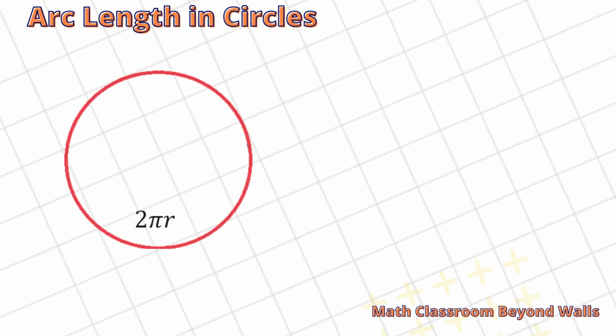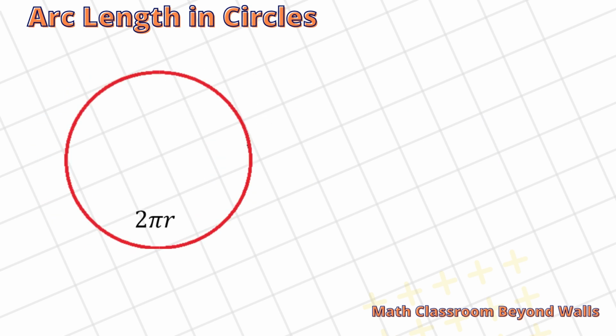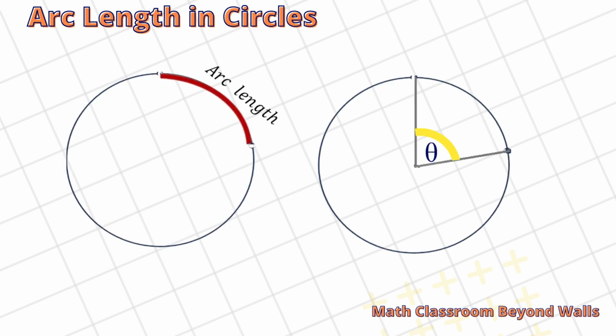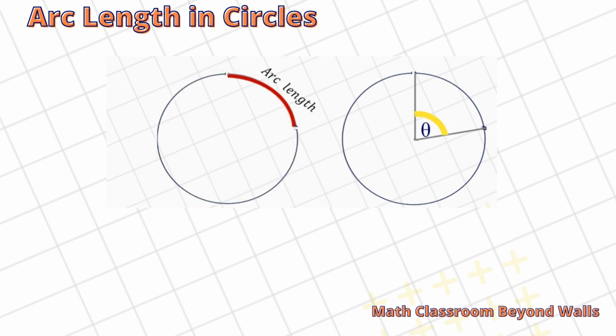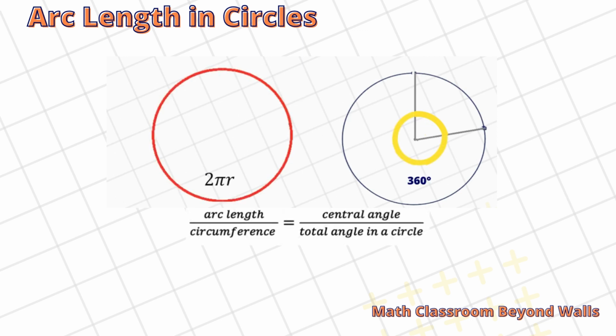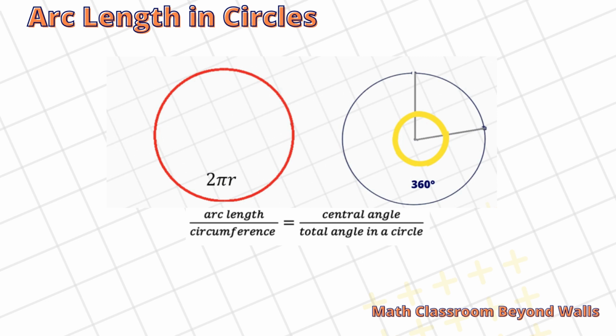As you see in the drawing, the arc length is just part of the whole length of the circle, which is the circumference. Likewise, the angle subtended by the arc, the central angle theta, is also just a part of the total angle around the circle, which is 360 degrees. These part-to-whole relations are equivalent, thus a proportion can be written as follows. Arc length over the circumference is equal to the central angle over the total angle in a circle.